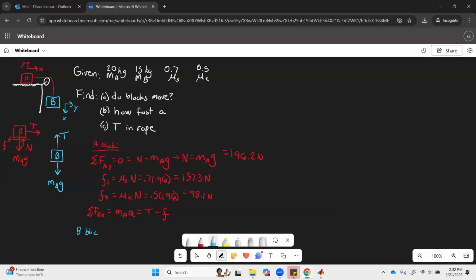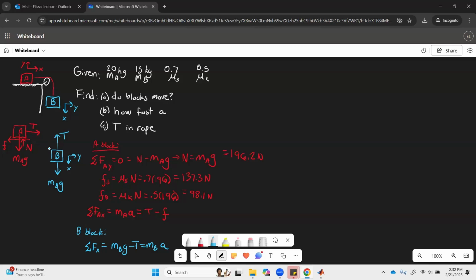So for B, we'll have the sum of the forces in X equals mass of B times G minus tension equals MB A, because again, remember, B has X going down and Y going perpendicular. And so we're assuming motion in the positive X direction. Therefore, down is going to have the positive value here, because we're assuming that positive acceleration is down and to the right. And we have the tension holding it back.